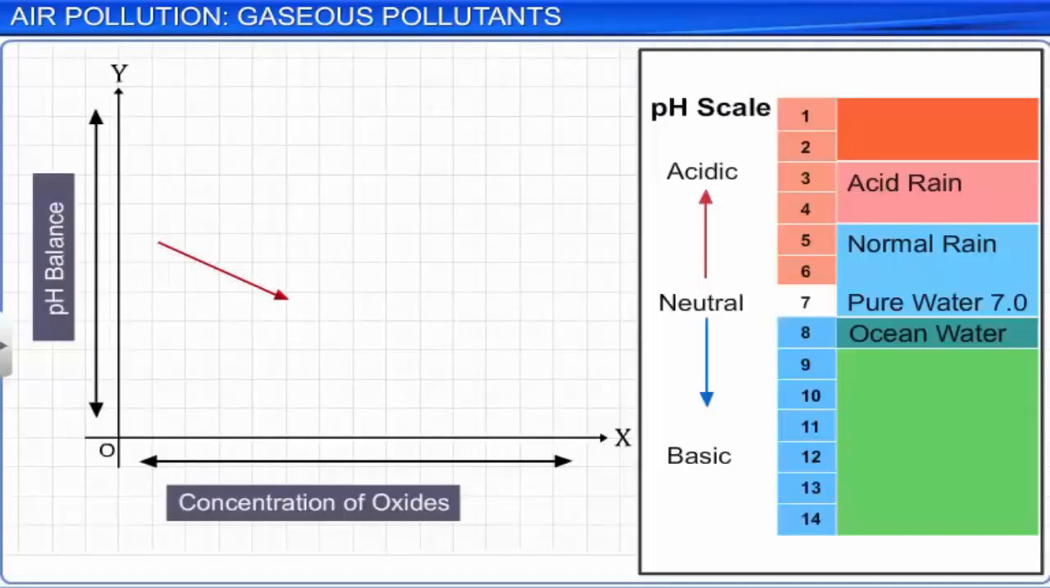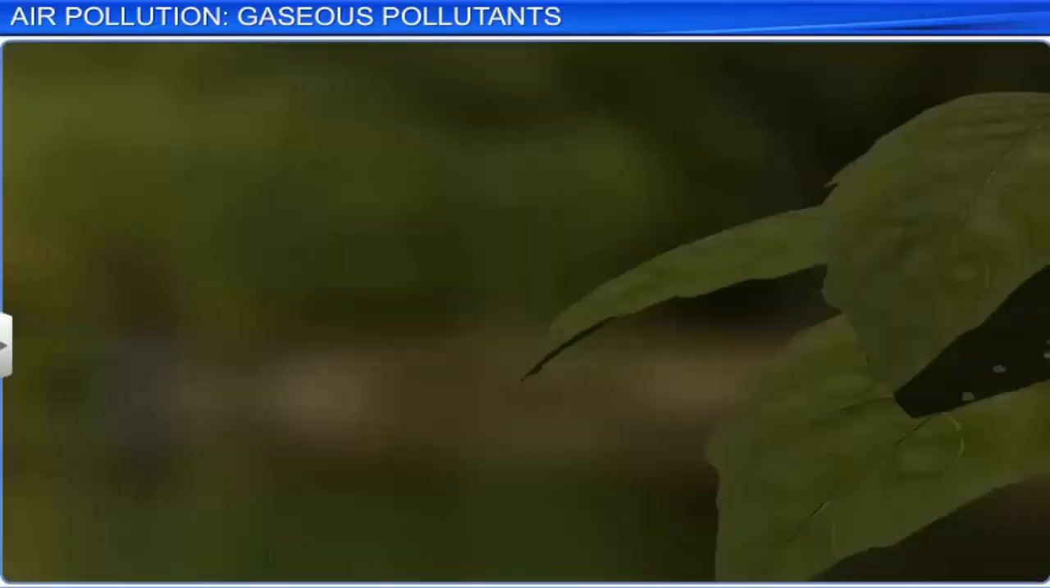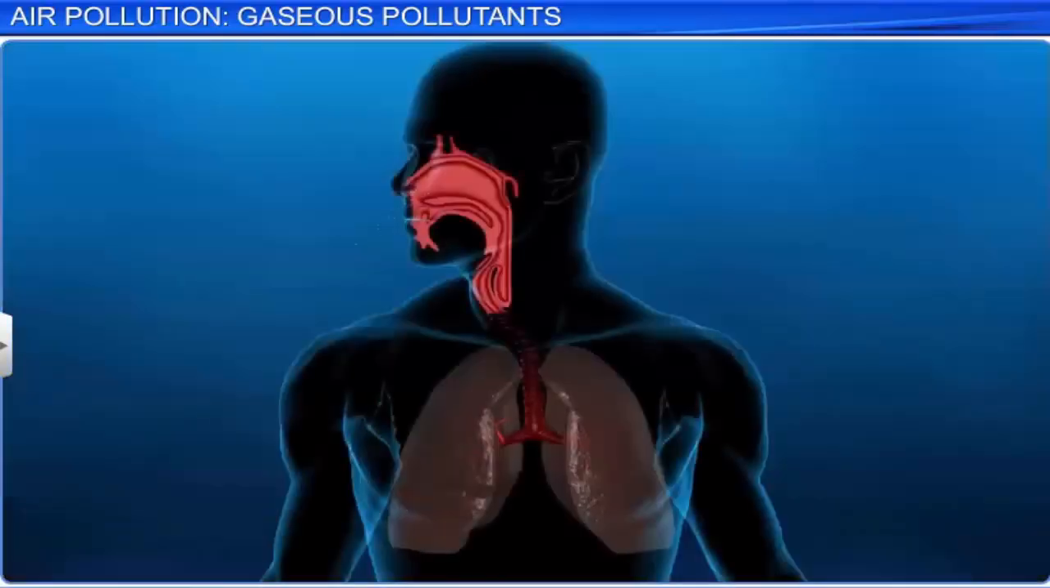An increase in the level of the oxides of sulfur and nitrogen makes the pH value of rainwater drop below 5.6, causing acid rain. Acid rain washes away nutrients from plants and is harmful for trees and agriculture. It causes respiratory diseases in humans and animals.